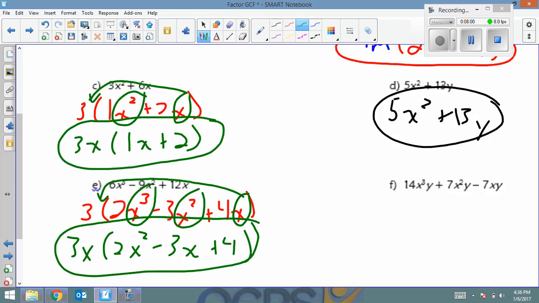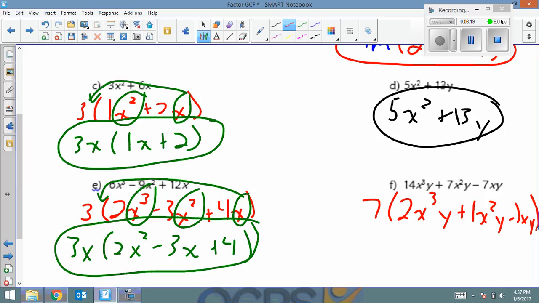Okay, the last one's got 2 letters. So we're going to need a number that goes into 14, 7, and 7. That's 7. And we divide. 14 divided by 7 is 2. 7 divided by 7 is 1. And again, 1.